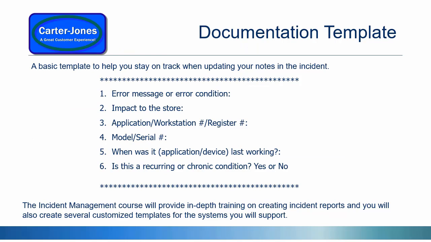And this is an example of a documentation template, a very basic template. As you can see, it has the error message, impact to the store, the application or workstation number, register number, the model or the serial number, when was it last working, and is this recurring? We're going to take a look at each one of those things. But you'll be creating a documentation template for yourself when you start doing more training with incidents.